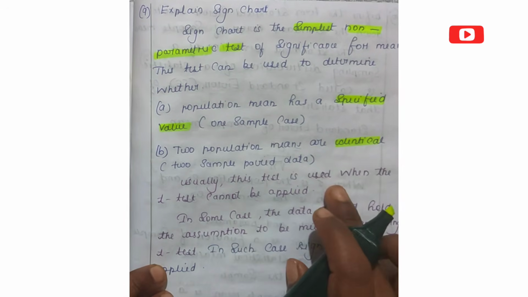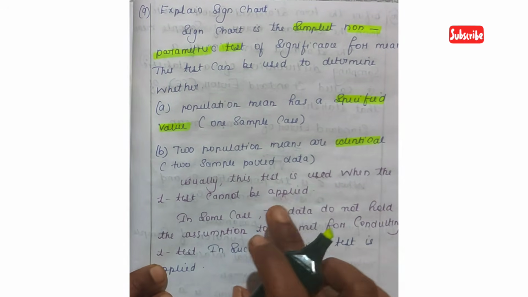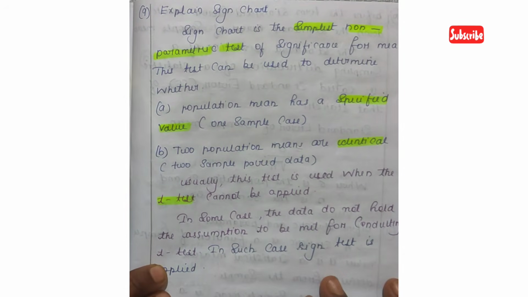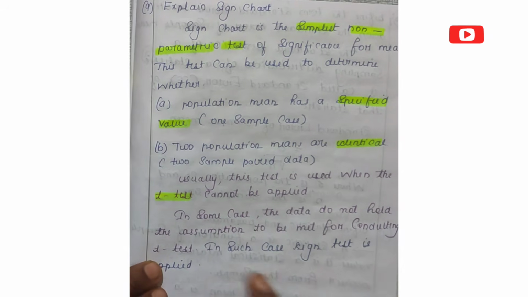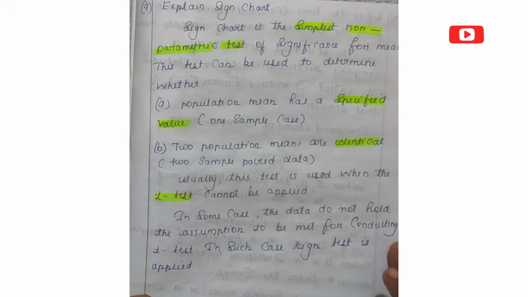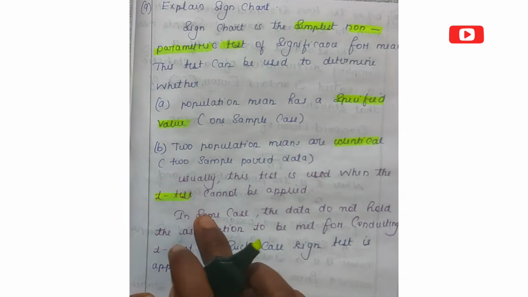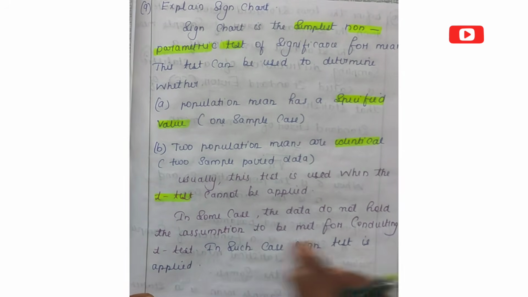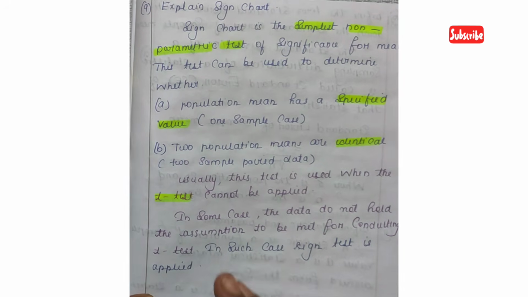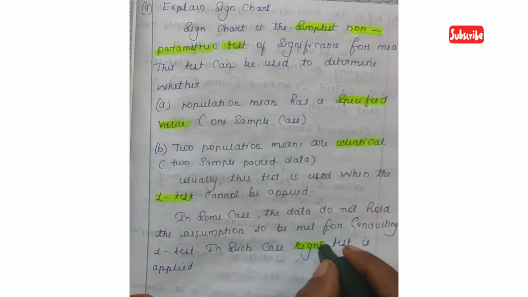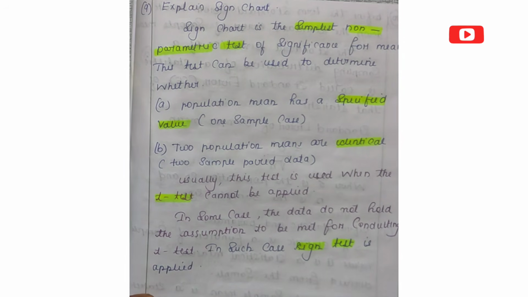Usually, this test is used when the t-test cannot be applied. In some cases, the data do not hold the assumptions to be met for conducting the t-test. In such a case, the sign test is applied. So in many situations we cannot conduct a t-test because the assumptions are not correct. In that situation we use the sign test.